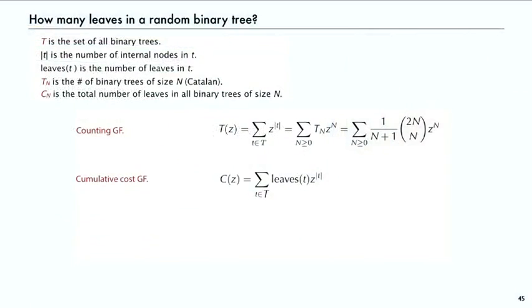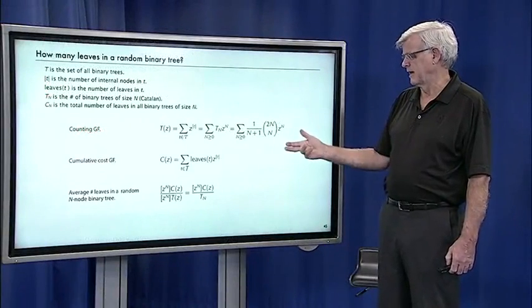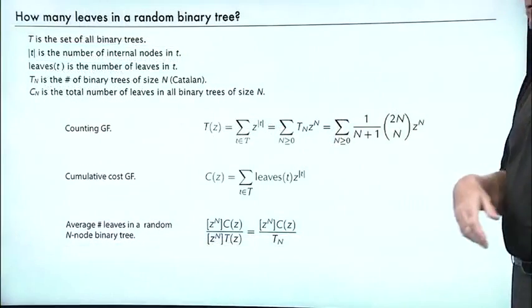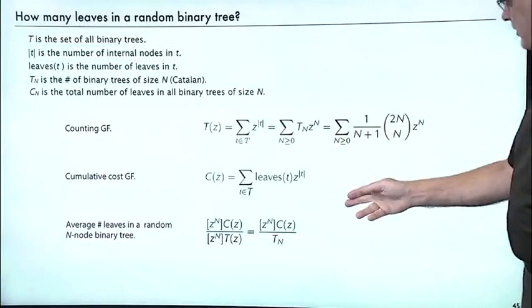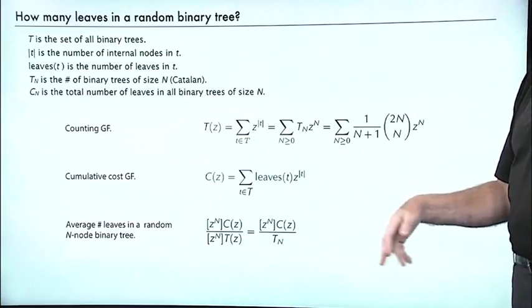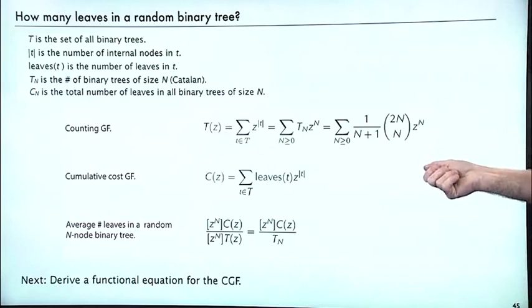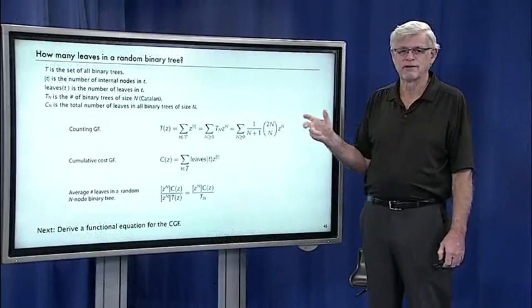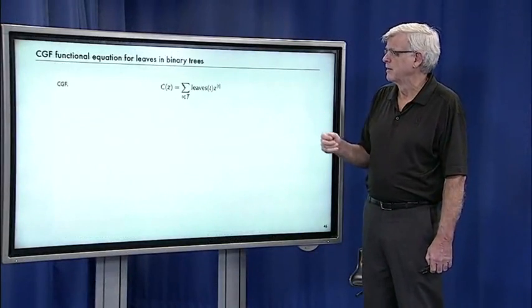And the cumulated cost GF, that's C of Z equals the sum over all trees, number of leaves times Z to the size. And then the average number of leaves in a random n-node binary tree is just the ratio of the coefficients of those. We already know the coefficient for the number of trees, that's the Catalan number, so we're looking for the coefficient of Z to the n in C of Z. So that's the next thing we're going to do, is try to find that cumulated cost function.